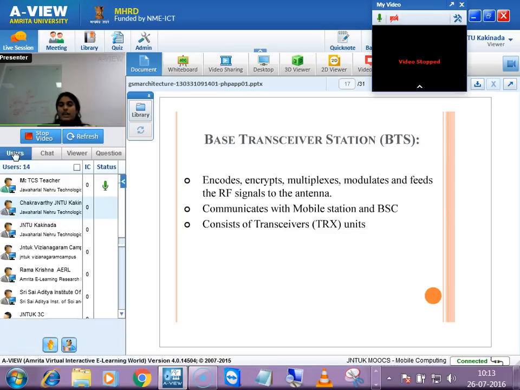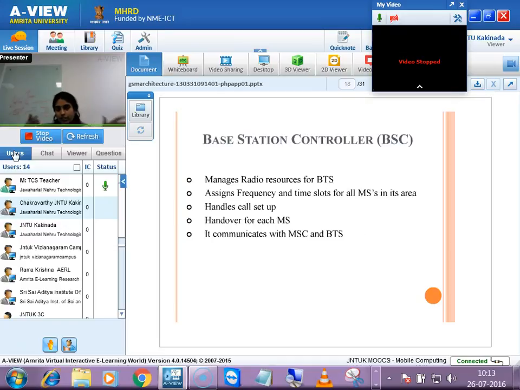So this mapping, this multiplexing, encoding, modulations and RF signals to the antenna, right? These things will be done in the base station transceiver, which communicates with the mobile station. It is the intermediate between the mobile station and the base station controller. It communicates with these two entities and consists of transceivers, transmitter and receiver units.